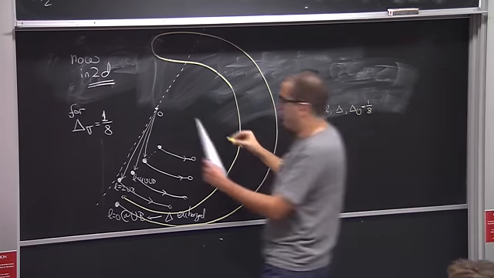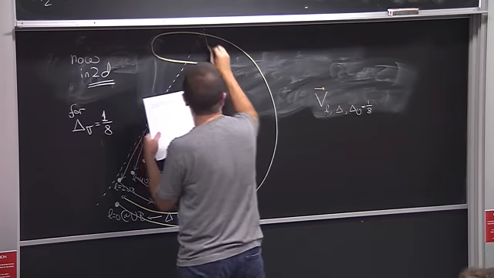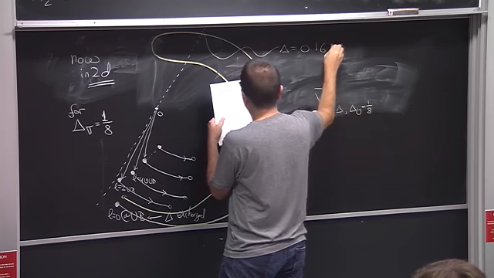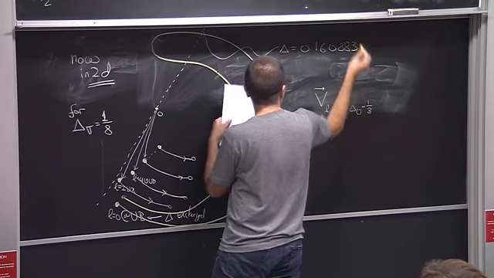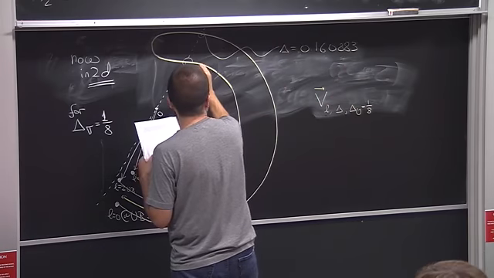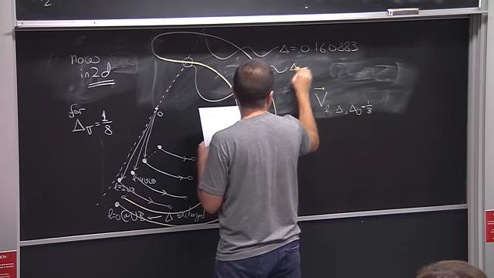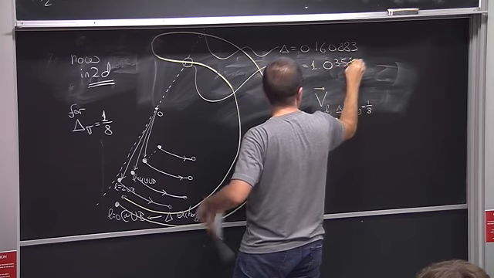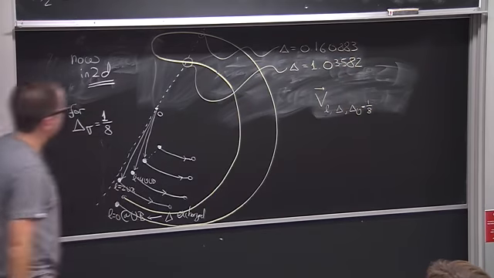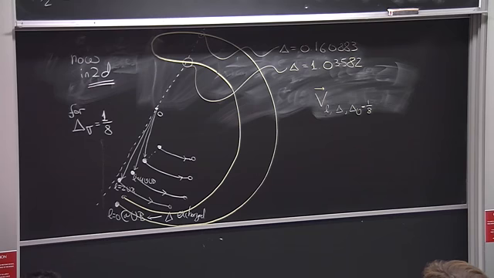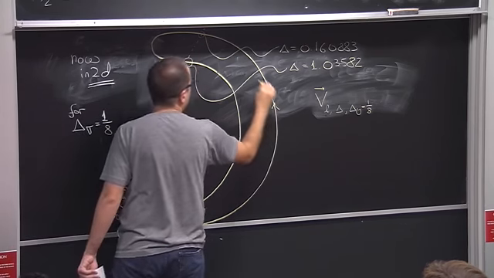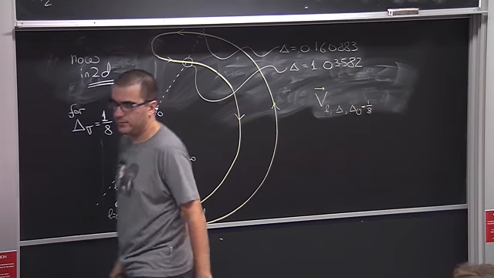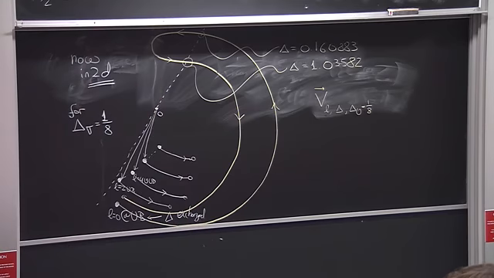And this value here, the value where they cross this point, is at delta equal 0.160883, and they cross this point at delta equal 1.03582. Okay? Is it clear?